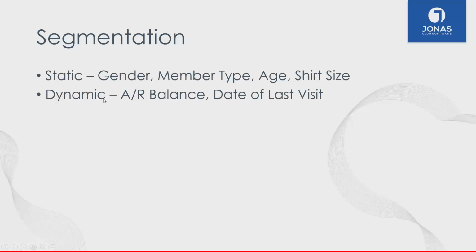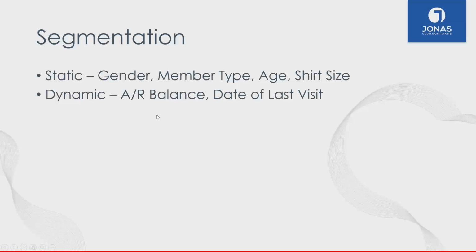And then there's the dynamic fields within your database. That would include things like the member's AR balance, maybe the date of their last visit, or even something like how much they spent on food and beverage purchases in the last month. All the different custom fields that you tracked could be included, and those dynamic ones are as well.